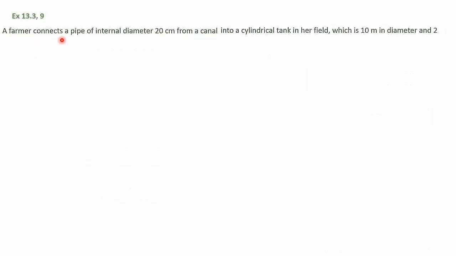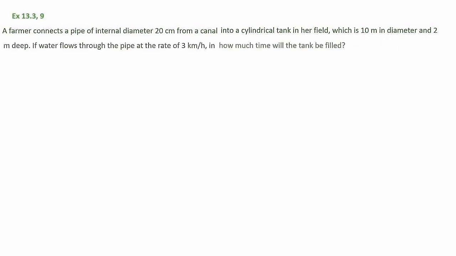Next, we shall discuss the 9th question. A farmer connects a pipe of internal diameter 20 cm from a canal into a cylindrical tank in her field, which is 10 meter in diameter and 2 meter deep. If water flows through the pipe at the rate of 3 km per hour, in how much time will the tank be filled?